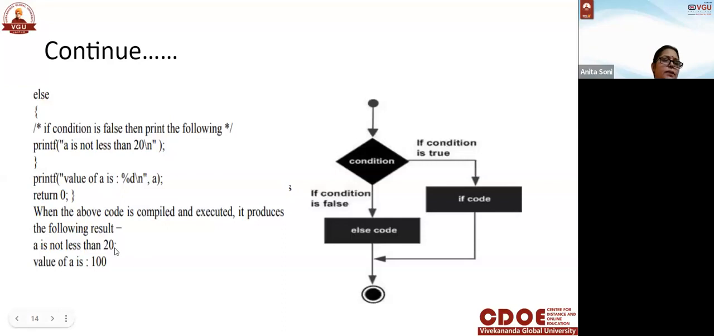A is not less than 20, the else block will be executed because the condition is false. The value of A is 100, which is greater than 20. So the control will come to the else block. And after the else, the next statement will be executed, and here the next statement is the print statement.